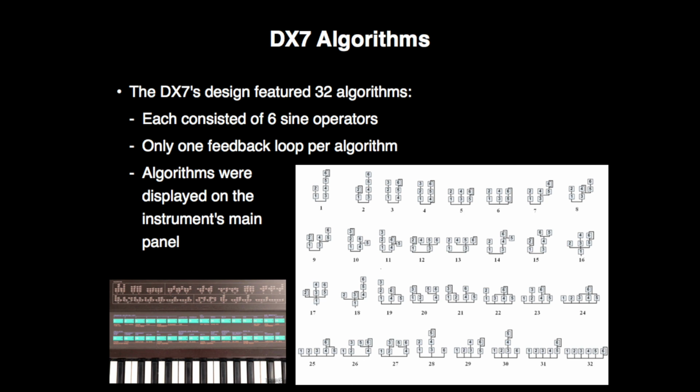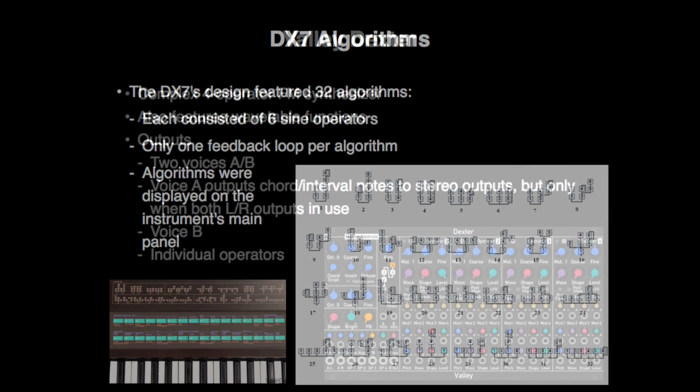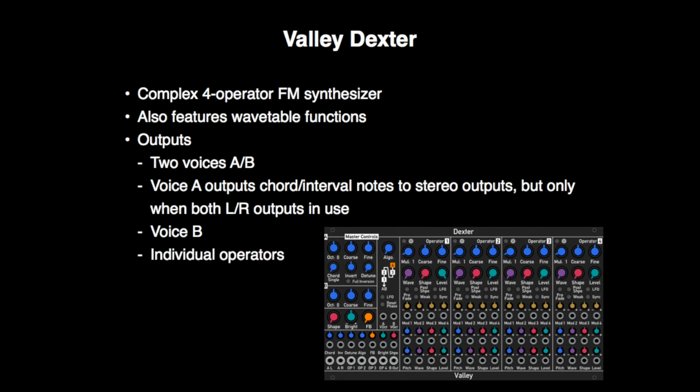And the algorithms were displayed on the instrument's main panel. So if you look closely at that picture on the bottom left, you can see this layout with all the different algorithms being shown there. So it'd be nice if we didn't have to use that switch module, and didn't have to use all those FM operators, but we could have something a little more self-contained, like the DX7, and it turns out that we do.